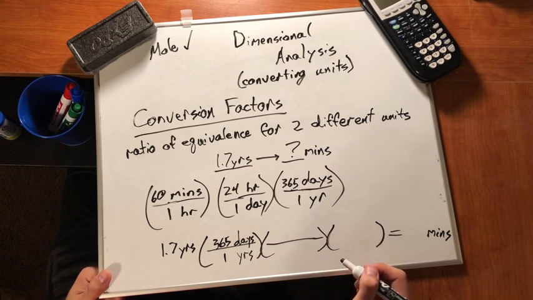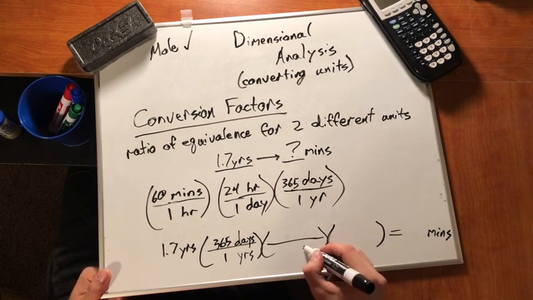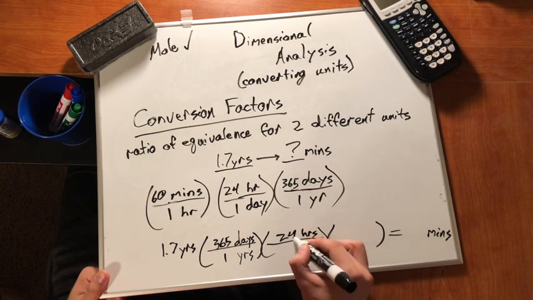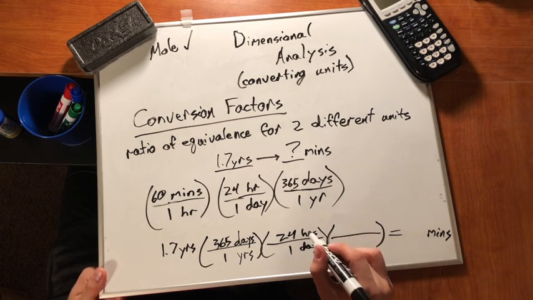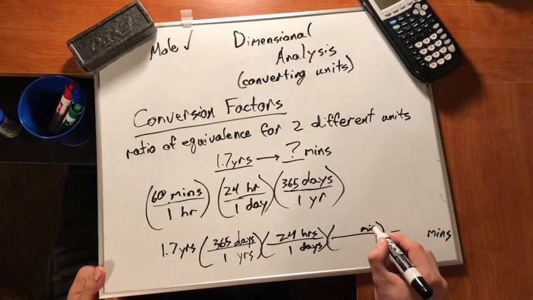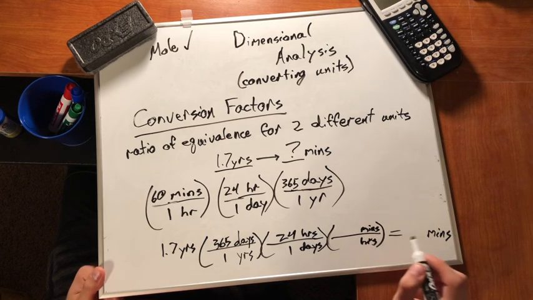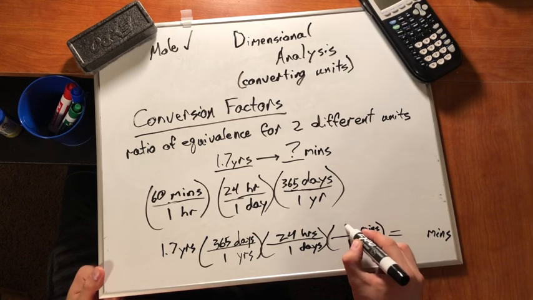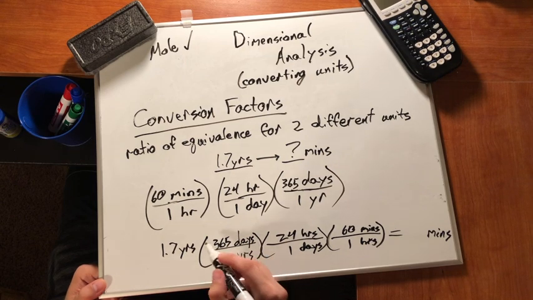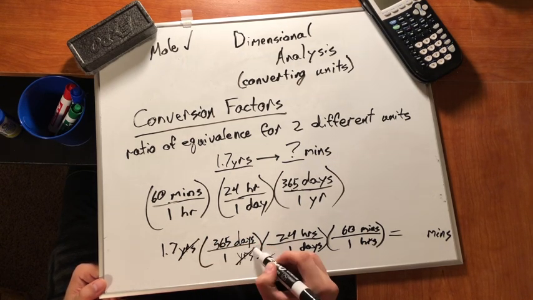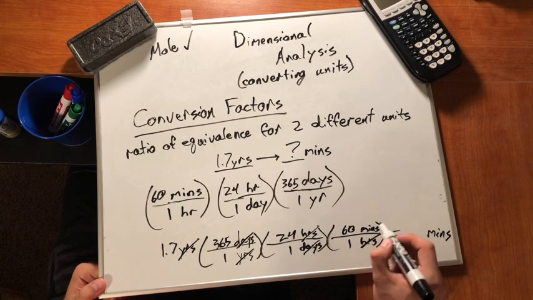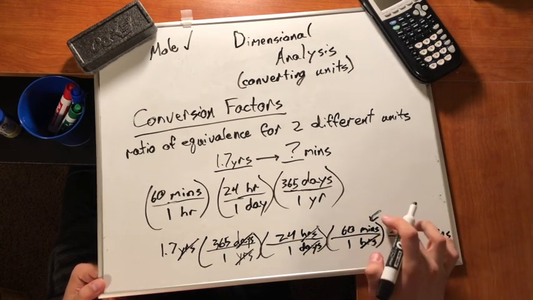Then I want to convert my days to hours. So I want my days to cancel out here, so my hours will be on top, and I've got 24 hours in a day. And then I'll be in hours, and I want to convert those hours to minutes. So I'm going to put minutes on top here and have hours on the bottom to cancel out. And now it's just a matter of multiplying all these fractions. Based on how I've set it up, years cancels out with years, days cancels out with days, hours cancels out with hours, and I'm just left with minutes. So that's how my conversion is going to work.